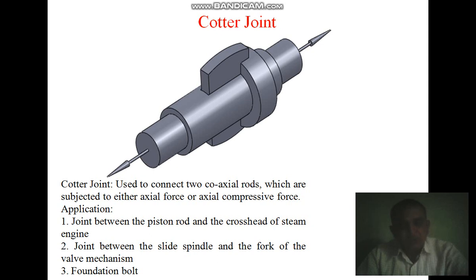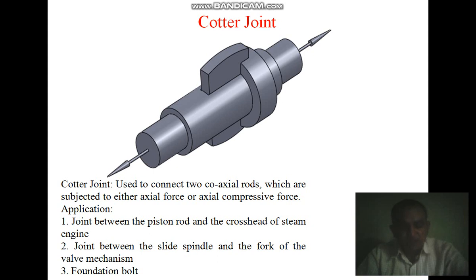A cotter joint is used to connect two coaxial rods which are subjected to either axial tensile forces or axial compressive forces. It is also used to connect a rod on one end with some machine part like a crosshead or base plate on the other side. It is not used for connecting shafts that rotate and transmit torque. This is very important: it is not useful for rotating members. It is only for steady conditions, for tightening the two parts.